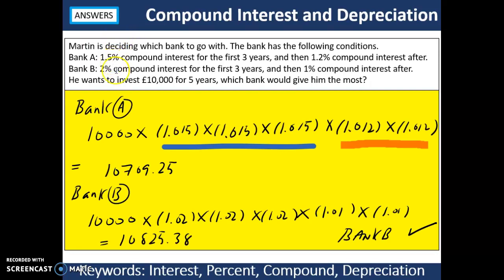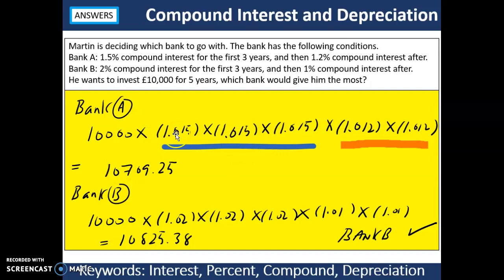Okay, so how it works is I would do it this way. I'll set up bank A over here as an equation, and then bank B over here. So bank A, because you want to invest 10,000 for 5 years, you're doing this. 10,000, and because the first 3 years are 1.5%, 1, 2, 3, you're doing it that way. And then afterwards, it's 1.2% for every other year, 1 and 2. And if you just type it all on your calculator, you get this amount.